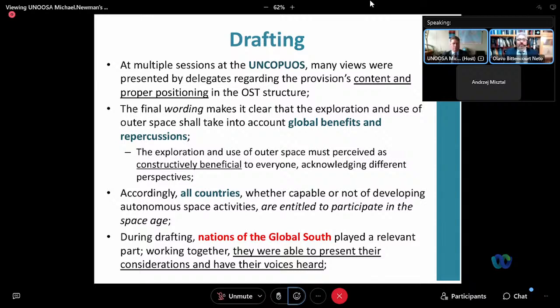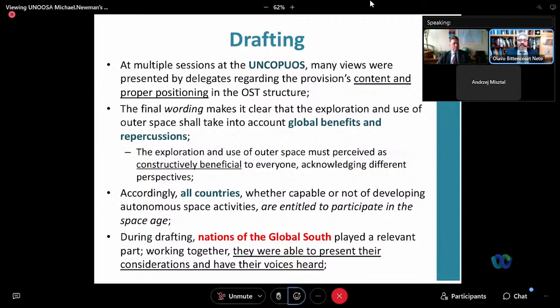This is a really key provision for every developing state. Nations of what we now recognize as the Global South played an important part during the drafting of the Outer Space Treaty as a whole. And working together, they were able to present their considerations and also have their voices heard. And this is a moment that I would like to recall that the Brazilian delegation, in particular, supported that such provision should be included in the operative part of the treaty and received overwhelming support from other developing nations in that regard.